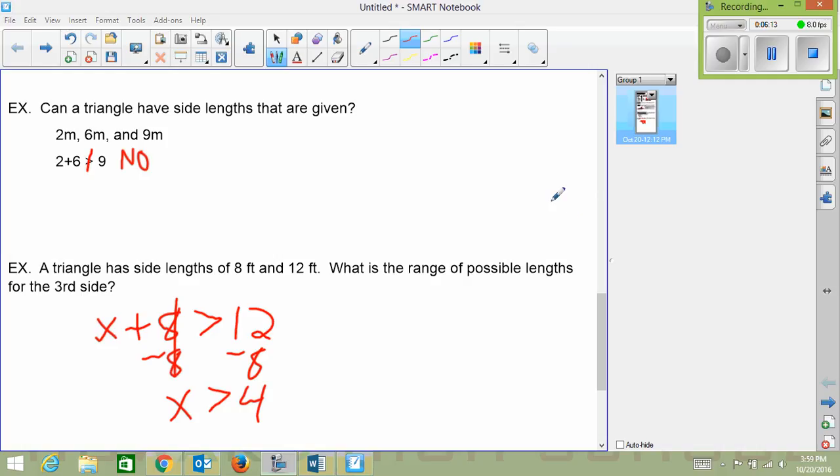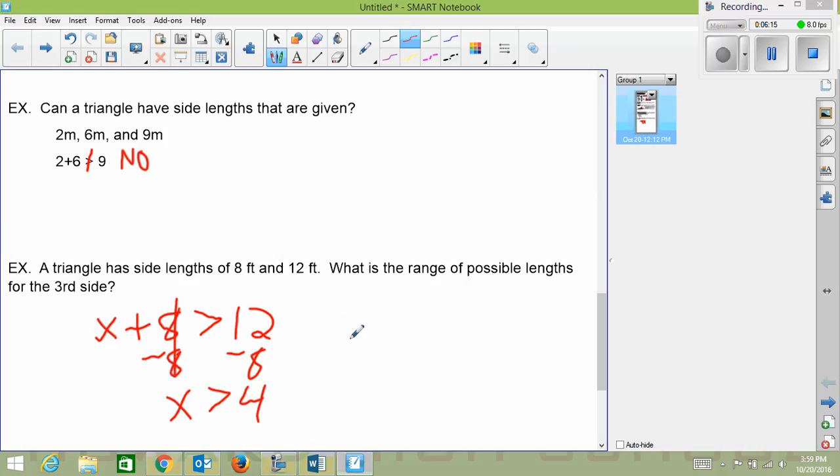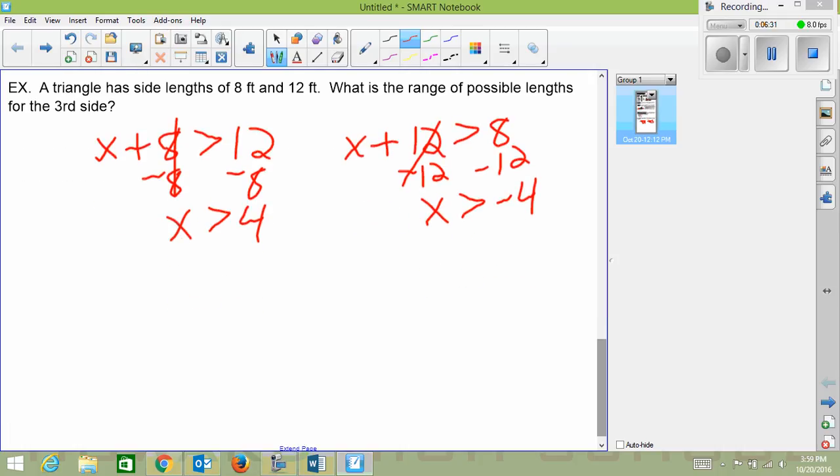So for the other one then, we'll go x plus 12 is greater than 8. I'm going to minus 12 and minus 12, and x is going to be greater than negative 4. So that one doesn't even really count because we already said that x has to be greater than 4. So x greater than negative 4 doesn't really have any impact on the answer. Then for the third side, we'll have to do 8 plus 12 is greater than x. So 20 has to be greater than x. So in other words, if you read that backwards, x has to be less than 20.